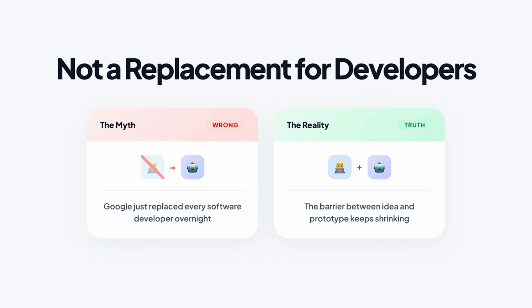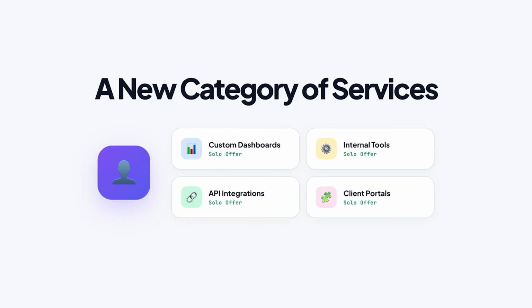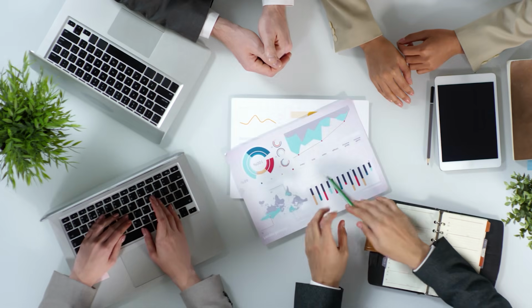That is the opportunity with Gemini 3.7 Flash inside Antigravity. It is not that Google just replaced every software developer. It did not. It is that the technical barrier between having an idea and building a working prototype keeps getting smaller. And for a solo operator who knows how to identify valuable business problems, that can create an entirely new category of services you could not realistically offer before.